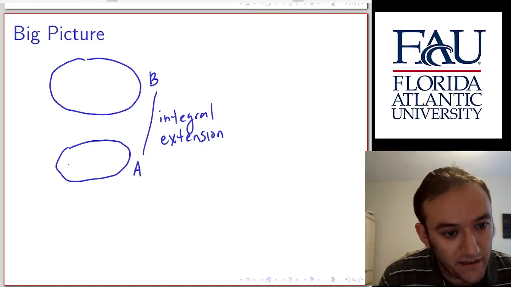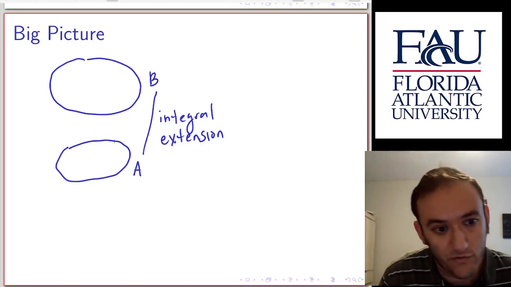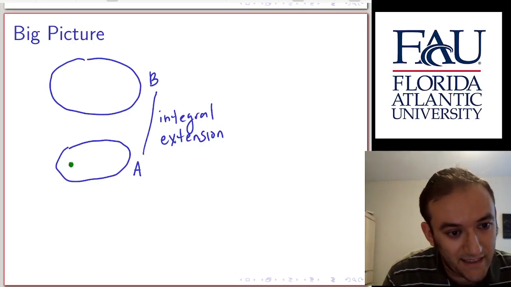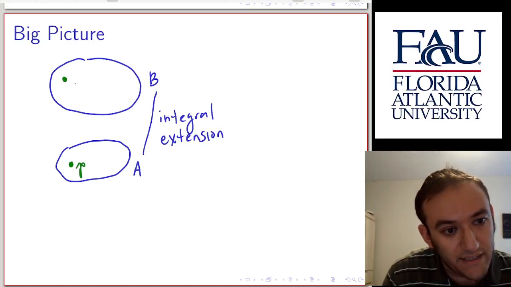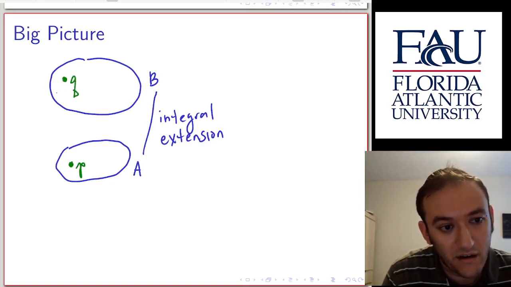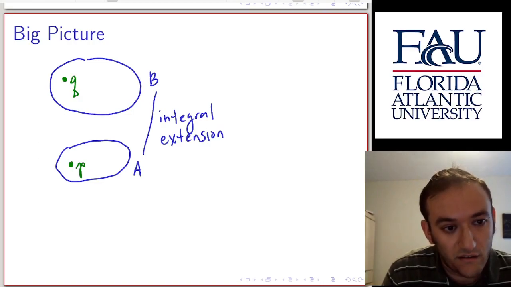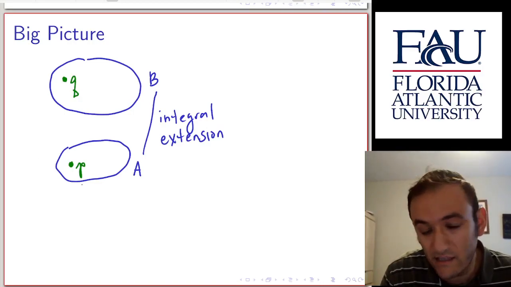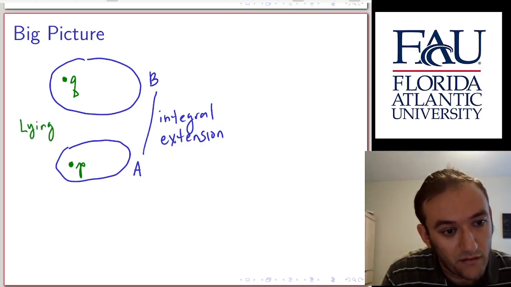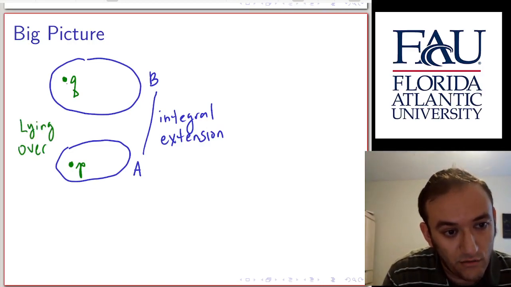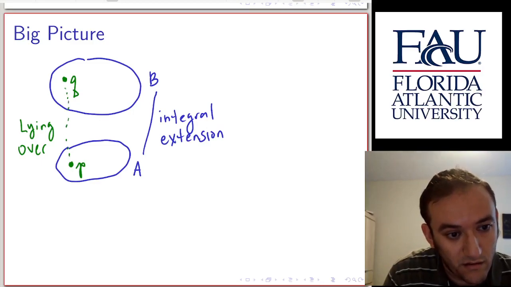So one theorem that is proved is the lying over theorem. And that's saying that if we have some prime ideal P down here, we're also going to have a prime ideal Q up here such that the intersection of Q with A is equal to P. Okay, and that's called the lying over theorem, in essence because Q lies over P in this extension.